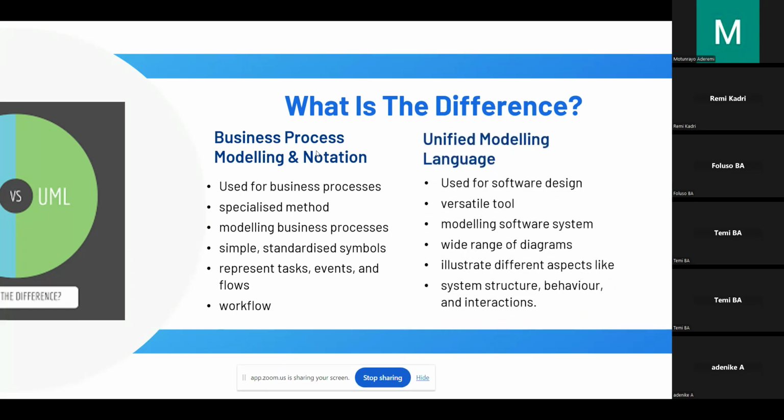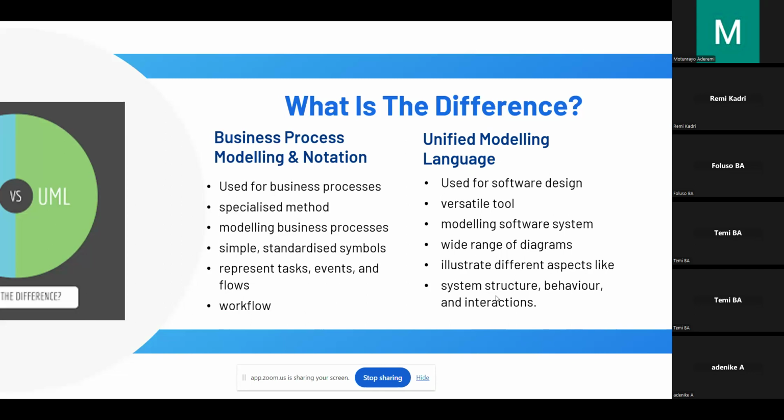And then, like I said, the Unified Modeling Language is used for software design. It is versatile because it's not really standardized. So although there are a lot of shapes that are used and they're recognizable, people use different things to do different things. But like I said, it's usually for software design. It is more used for software architecture and design. Again, a whole wide range of diagrams used to illustrate the system structure, behavior, interactions between actors, and all of that.